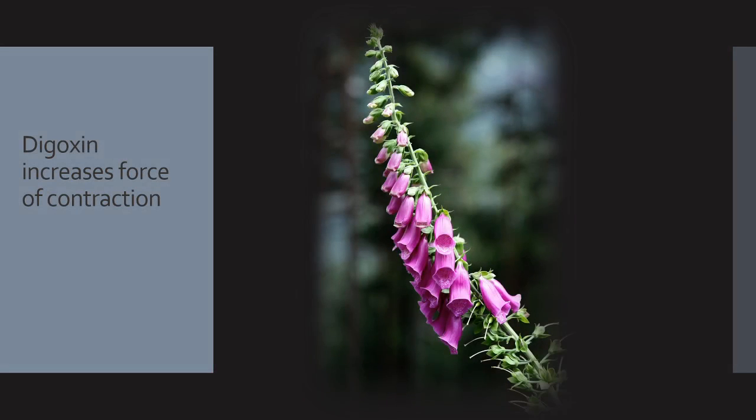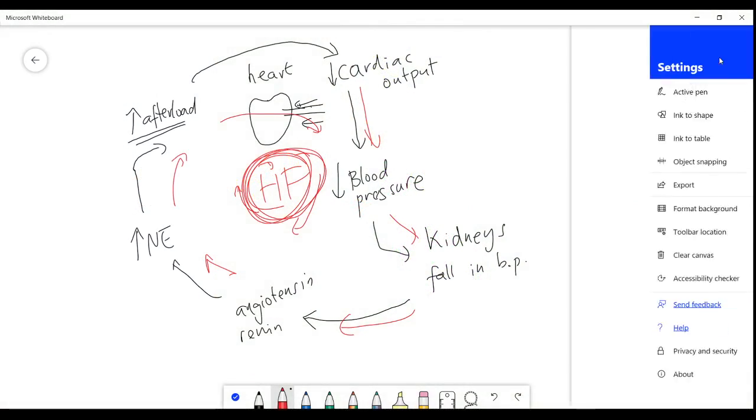Another thing you can do is try to increase the force of contraction, and that can be done using drugs like digoxin, which are isolated originally from digitalis, which is the common foxglove. How does that work? Let's go back to our whiteboard and see.